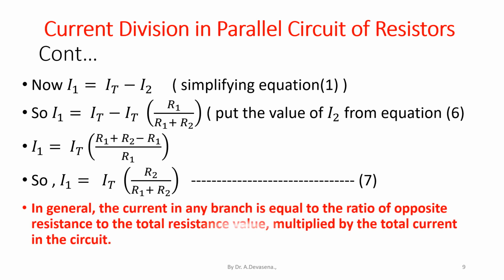In general, the current in any branch is equal to the ratio of the opposite resistance to the total resistance value multiplied by the total current in the circuit.